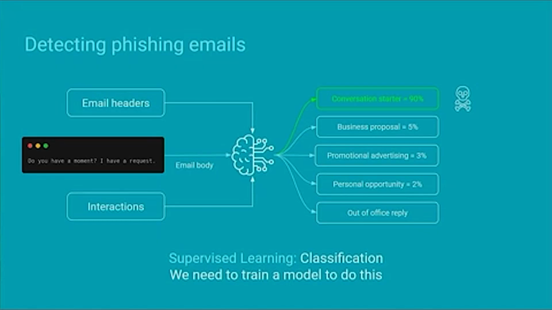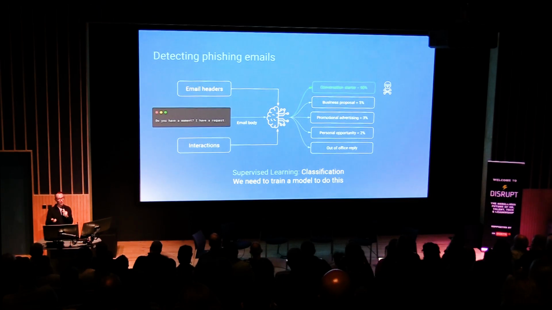So one of the things we could do, using AI, is train a model by showing it lots of examples of emails, those different types: conversation starters, business proposals, personal opportunities, maybe legitimate emails like out-of-office replies. We could show it lots of examples of emails like that. We can give the model the text and ask it to make a decision.